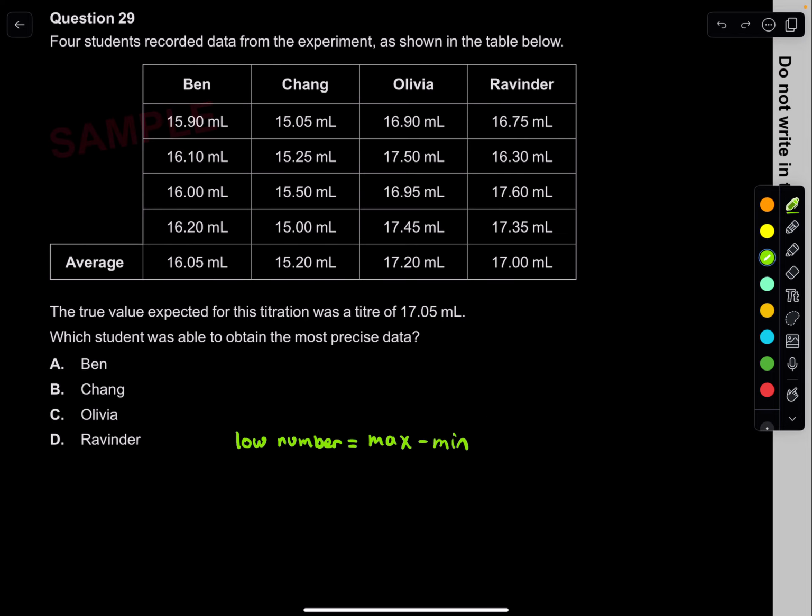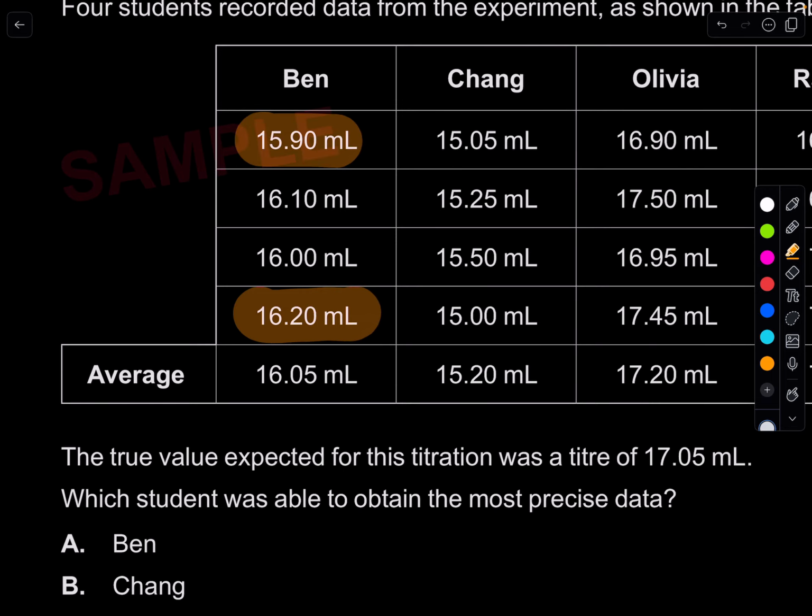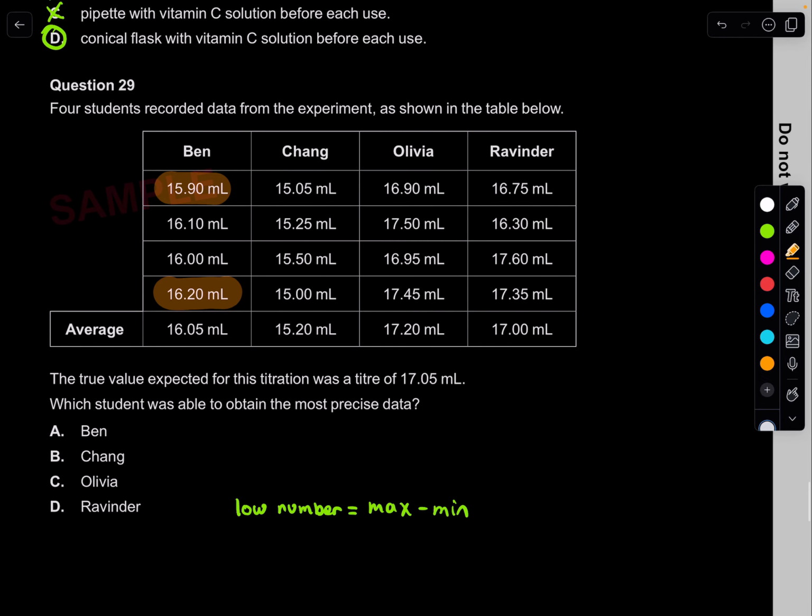So for example, look at Ben here. What is the highest value he got? It's this one, 16.2. And what's the lowest value he got? It's 15.9. So we've got the max and the min. Now minus them. What's 16.2 minus 15.9? That is 0.3. That's actually good, so that's low. Now we have to do it for Chang, Oliver, and Ravinder and see which one has the lowest. The one that has the lowest has the most precise data, because the values are very closely related to each other.